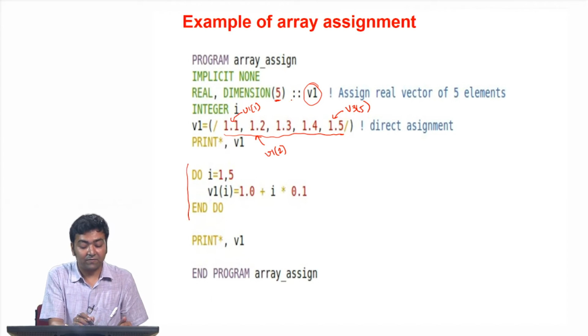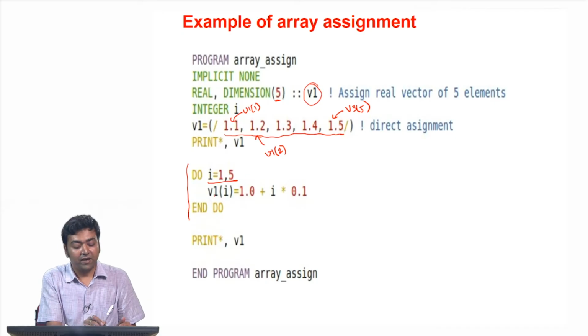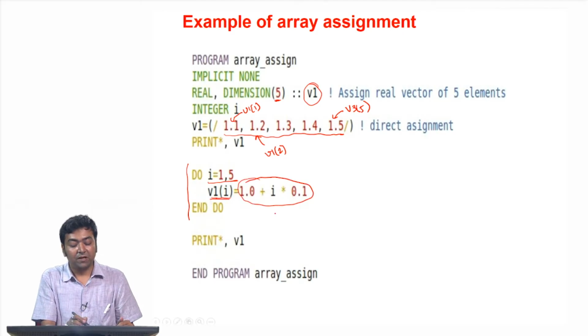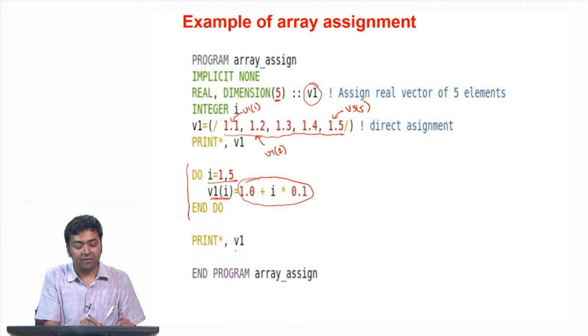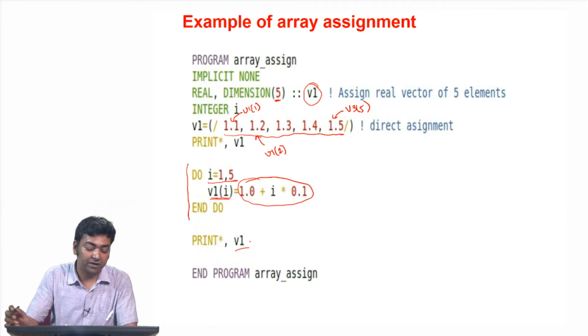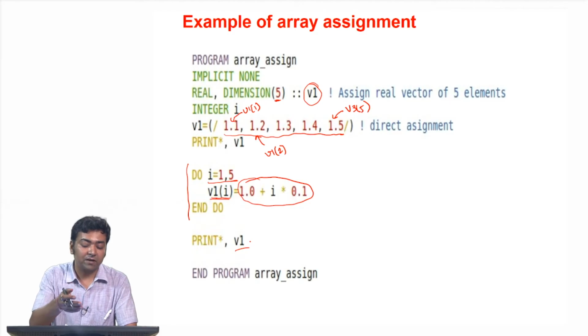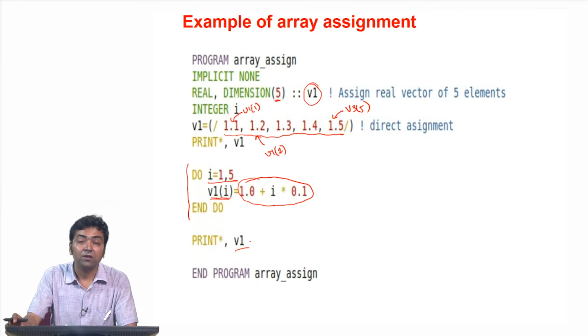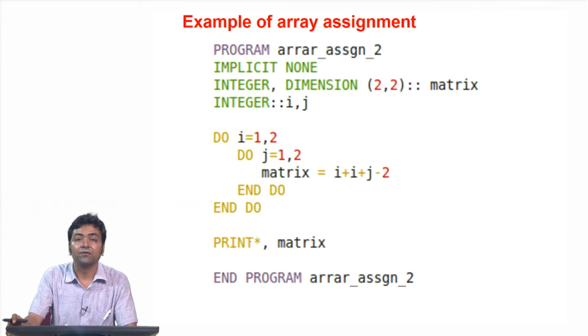In this case, what we have done is we have used a do statement. I have 5 elements in the array, so the counter in my do loop goes from i equals 1 to 5, and then for each index of the array, I assign the value given by this mathematical operation. Once this assignment is done, I am printing the output on the screen. So, you can try out this program, see what the output is, and try to understand how the assignment is done.